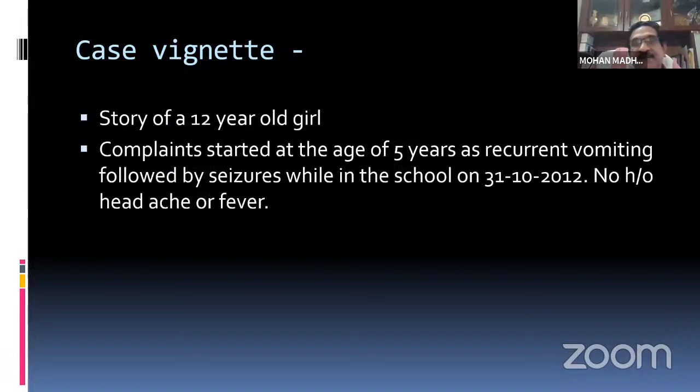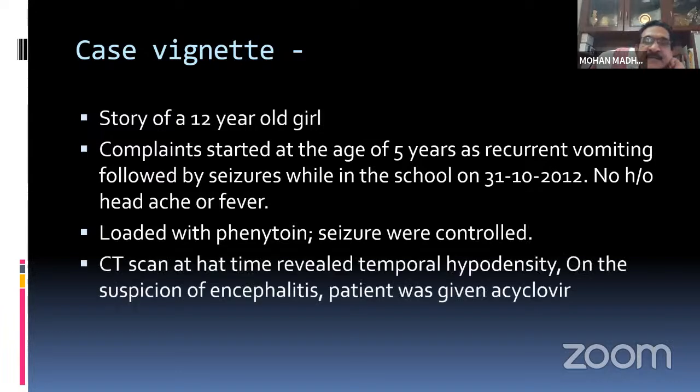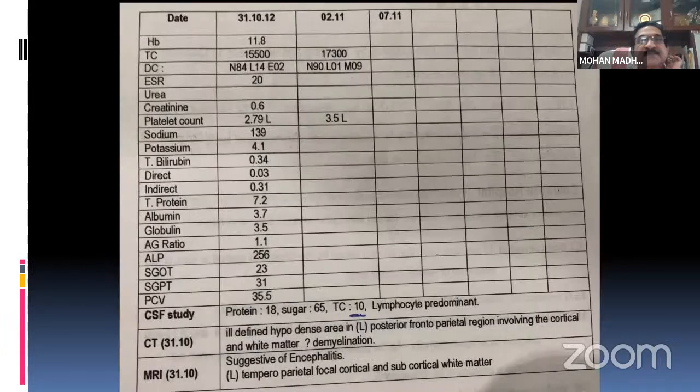Her complaint started at the age of 5 years as recurrent vomiting followed by seizures while in school on 31-10-2012. No history of any headache or fever. She was loaded with phenytoin and the seizures were controlled. CT scan at that time revealed temporal hypodensity. On the suspicion of encephalitis, the patient was given acyclovir, because of recurrent seizures for the first time with vomiting and hypodensity, and was treated as encephalitis.